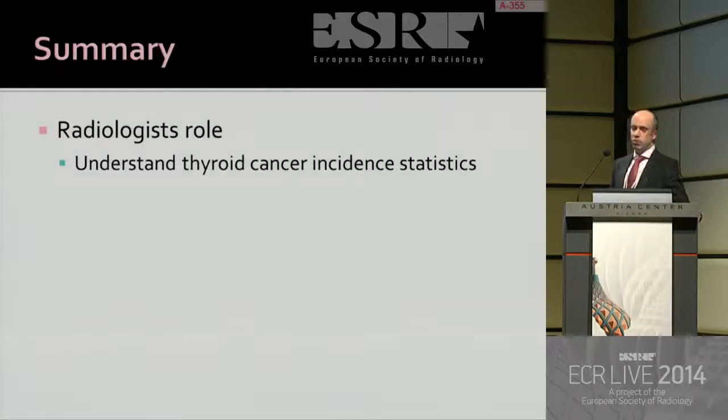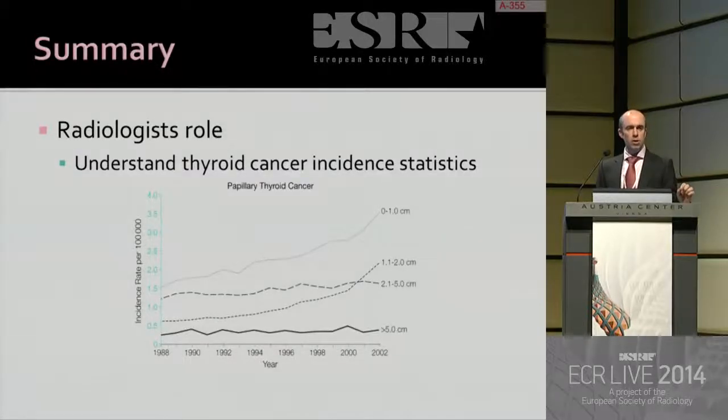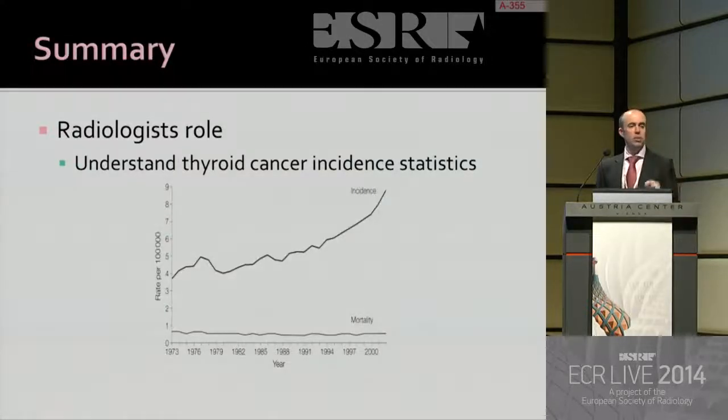So just in summary, to round up, I feel it's important as radiologists to understand thyroid cancer statistics, and that the rise in thyroid cancer is due to papillary cancer. Most of these are microcarcinomas, and the majority are less than 15 to 20 millimetres in diameter. But this increase is matched with stable mortality rates over the last 30 years.